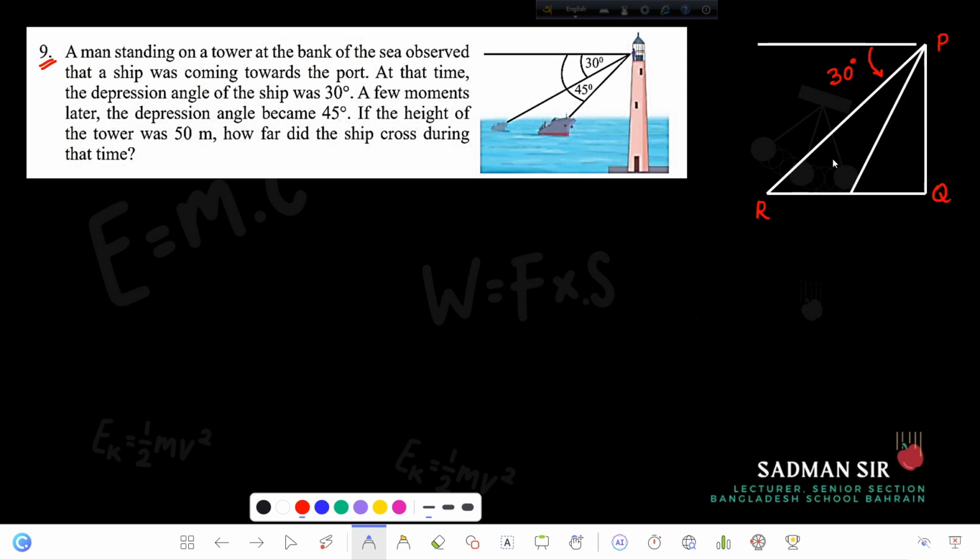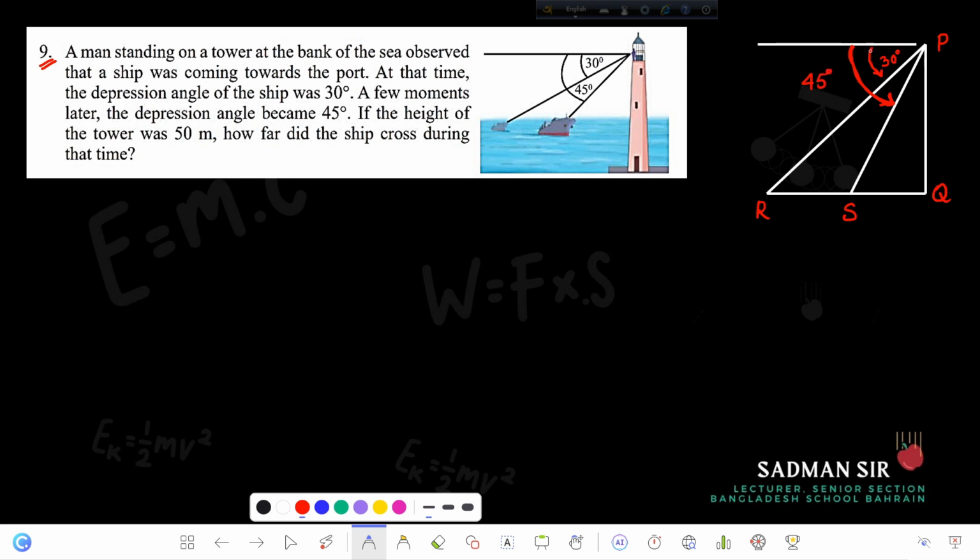So as it is moving, let us consider that the ship is now at this position. So we have P, Q, R, and this new position is S, and at that position the angle of depression is 45 degree. So let me just make a little bit of space to write it. So let us say this is 30 degree, and this angle, it's not a total curve, but you can understand. So this angle is now 45 degree.